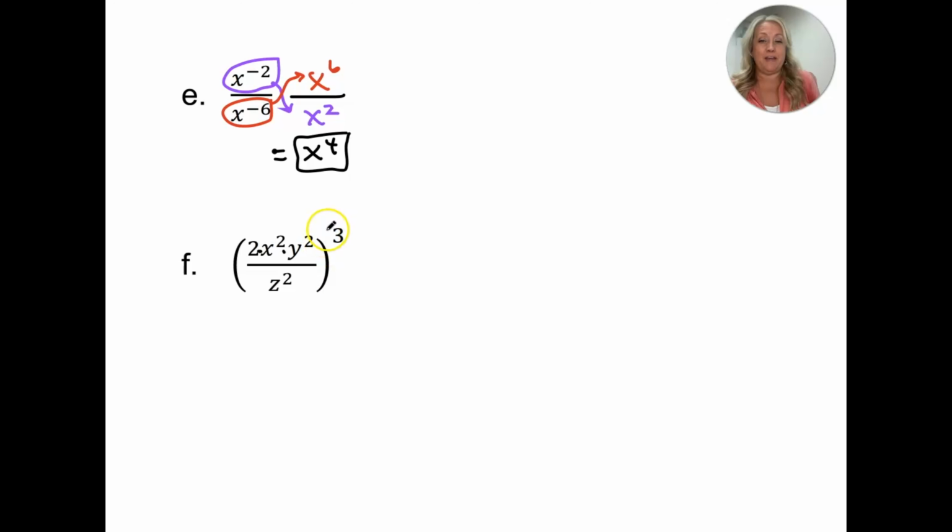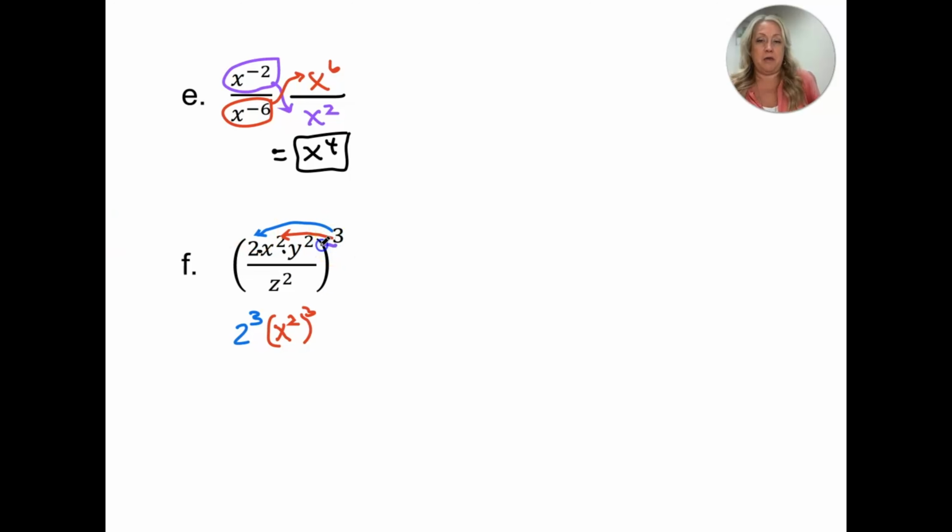Okay, so let's start by giving that power of 3 to the 2. Well, that's going to give us 2 to the 3rd power. Now let's give that power of 3 to our x squared term. So I'll write it down as x squared all cubed. And then I'll simplify it more in the next step. Yes, it can simplify further.